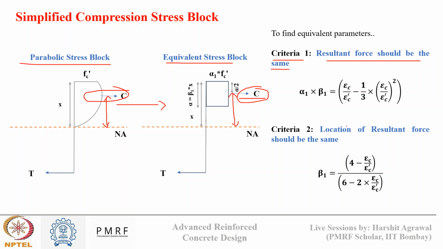So by solving these two criteria, we got the values of alpha 1 and beta 1, which will help us to create this equivalent stress block from a parabolic profile.